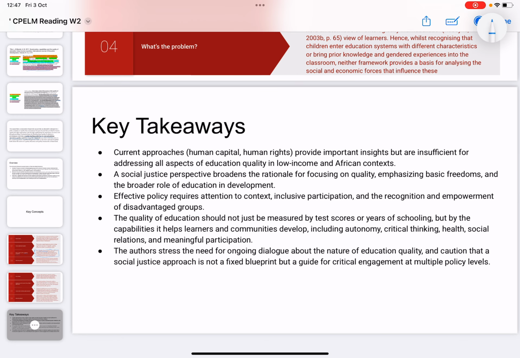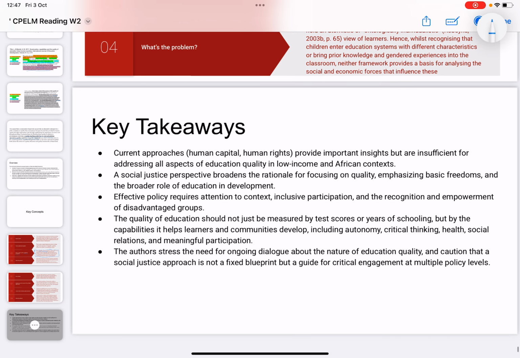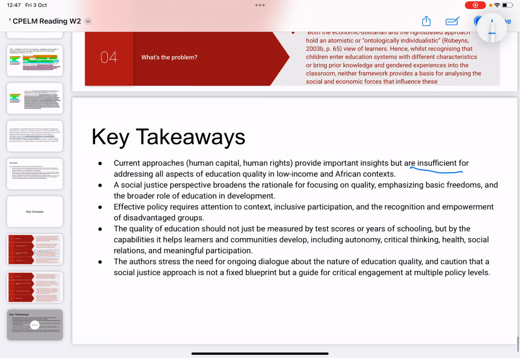So the current approaches in education provide important insights but are insufficient for addressing all aspects of education quality in low income and African contexts. A social justice perspective broadens the rationale for focusing on quality, emphasizing basic freedoms and the broader role of education in development. Effective policy requires attention to context, inclusive participation, and the recognition and empowerment of disadvantaged groups. So this is really important. I think we all talk about it.